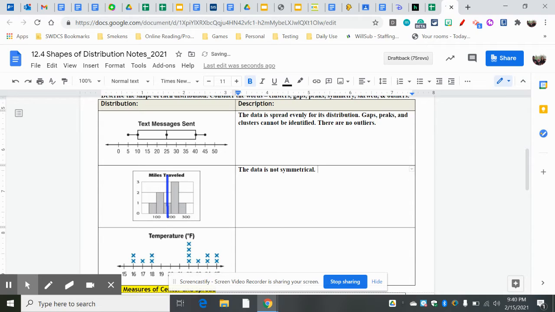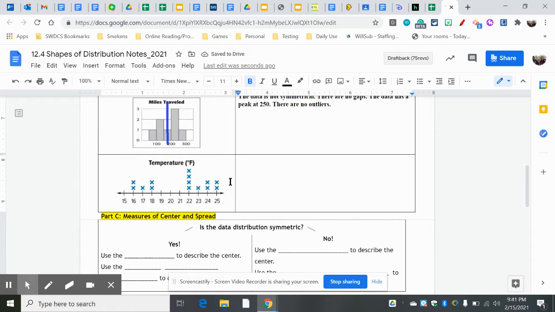It is not symmetrical. There are no gaps because there's no empty spaces here in it. The data has a peak. My peak is like my highest point. If this is kind of 200, this is probably around 250. And there are no outliers because I can't tell of any number that's super huge compared to the others. Okay?